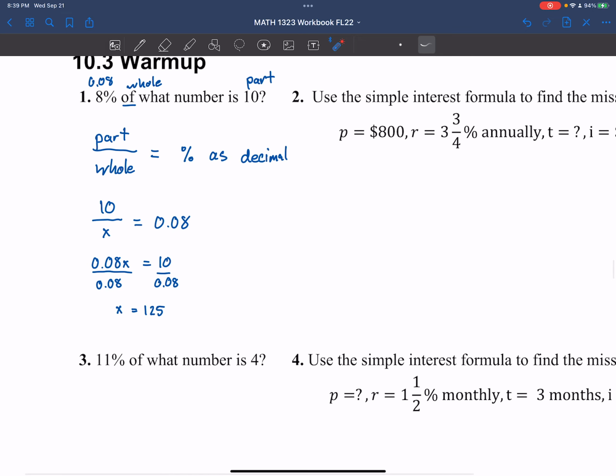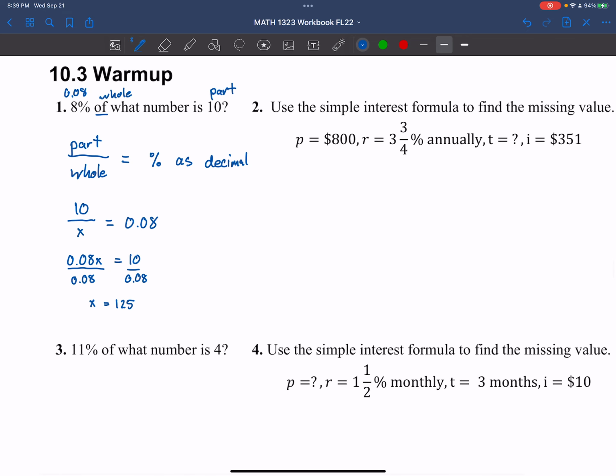Number 3 is very similar. I would encourage you to pause the video right here and give number 3 a try. What you should have found is that x is equal to 36.36. Again, same setup as the one above.